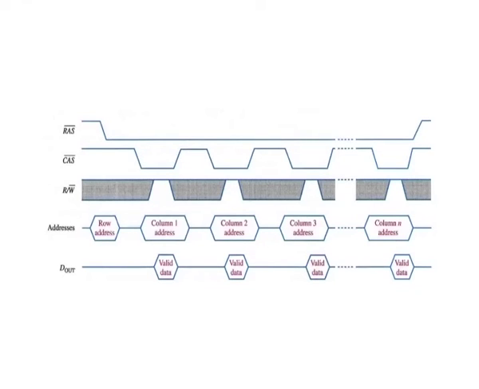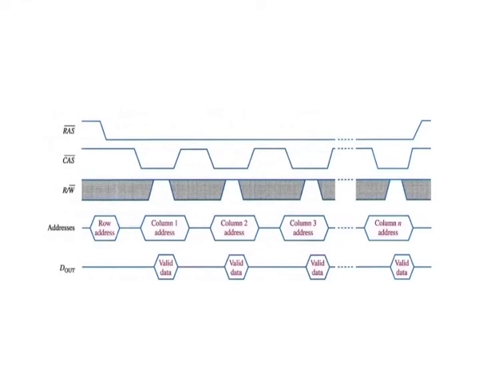Fast page mode. In the normal read or write cycle described previously, the row address for a particular memory location is first loaded by an active low row address select, and then the column address for the location is loaded by an active low column address select. The next location is selected by another row address select, followed by a column address select, and so on.